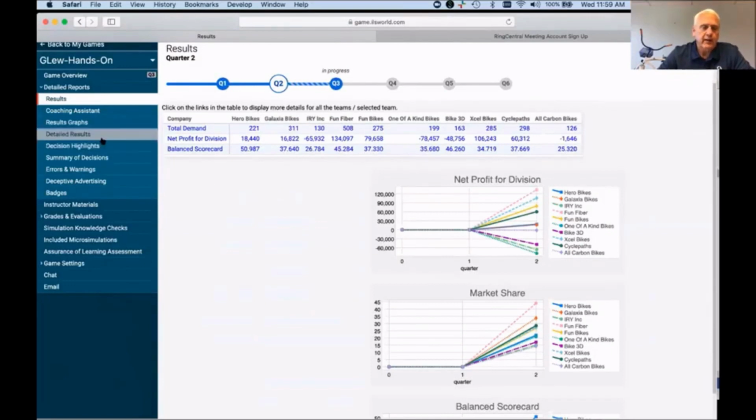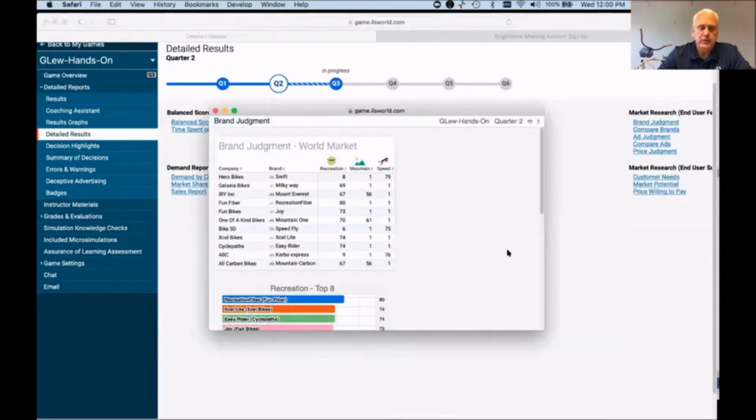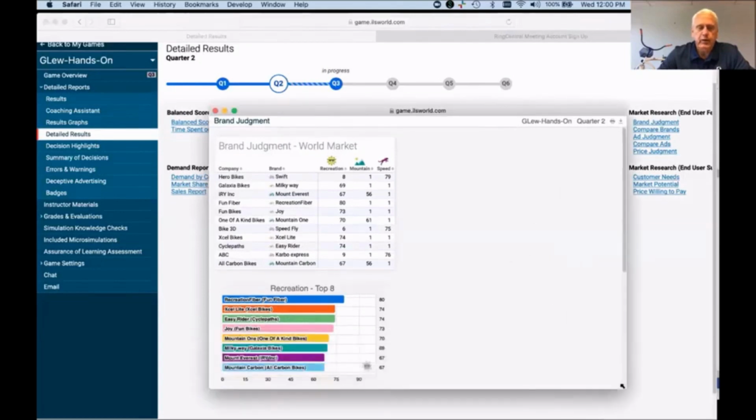I can look at, let's say, some of the decision highlights. I would be interested in brand judgments. And this allows me to see how everyone is doing. Now, these are different teams who are playing. And Fun Fiber, you will not see the results of Fun Fiber because Fun Fiber is in a different game than you are, but they've achieved the highest score so far in the recreation segment.